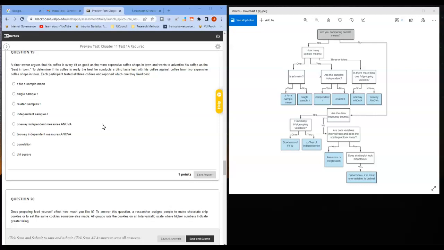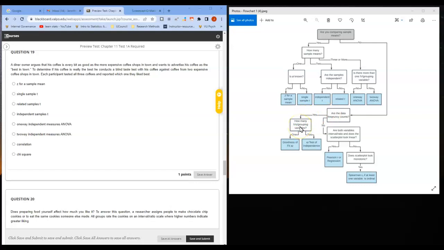Okay, so all they're doing is selecting a coffee that they like. So if we look here at our flow chart, the first question is, are you comparing sample means? And the answer here is no, we're not. We don't have means for anything. All we know is which coffee people chose. So our answer is no. And then, are the data frequency counts? The answer here is yes. We're just counting up the number of people who chose each coffee.